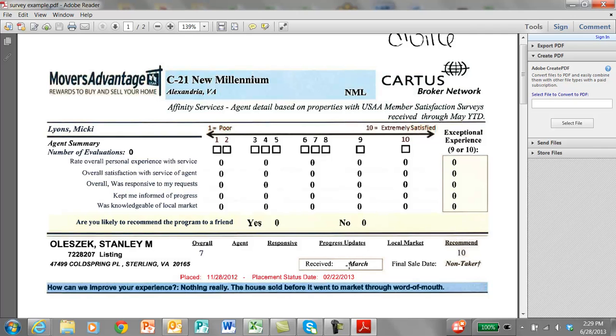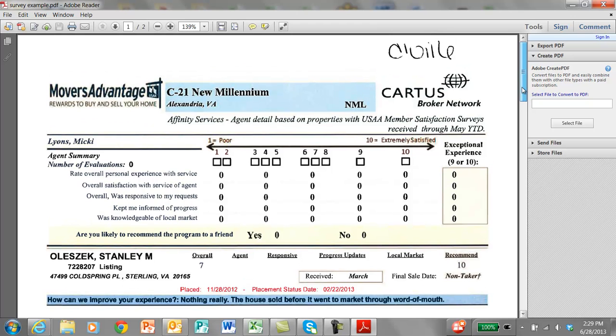The receive date is the date that the survey was returned to Cardis. So that's the date that this survey came back to Cardis. Here's the date that it was placed with us, November of 2012. And if they made any comments, here they are. So this person said, there's nothing really that Mickey needs to do. Our house sold before it went to market through word of mouth. So obviously they decided to sell their house as a for sale by owner, and they don't blame Mickey for anything.